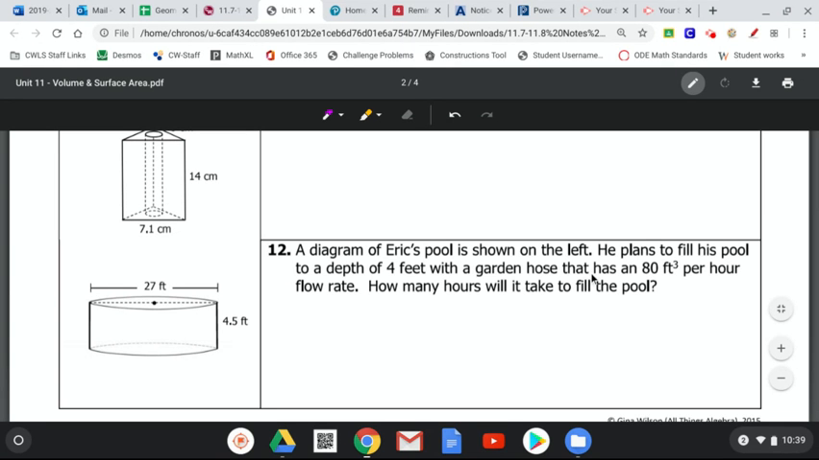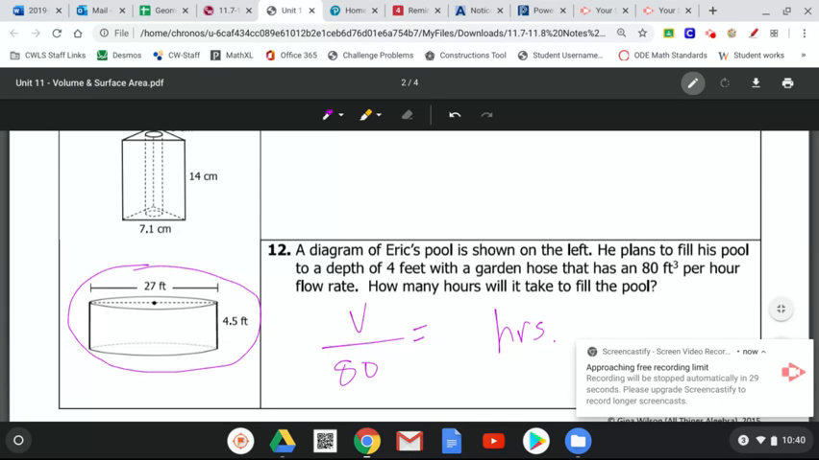So for number 12, all you have to do is find what the volume is of this figure over here, which is a cylinder. Find the volume of that cylinder. And once you've found what the volume is, whatever number V is, all you have to do is divide it by 80. And that'll give you how many hours it'll take to fill the pool. So find the volume divided by 80.